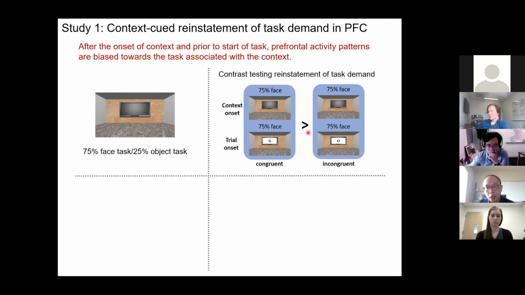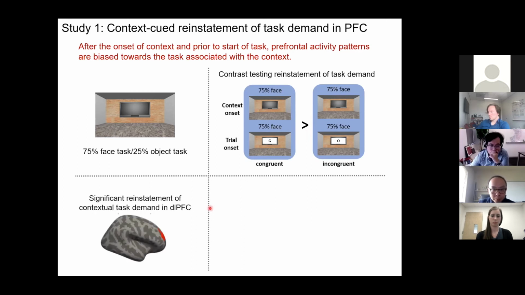This will be our contrast, and we test this contrast in the frontoparietal ROIs from the Human Connectome Project atlas. One region we found is the right part of the dorsolateral prefrontal cortex, which extends a little bit to the frontal polar area.